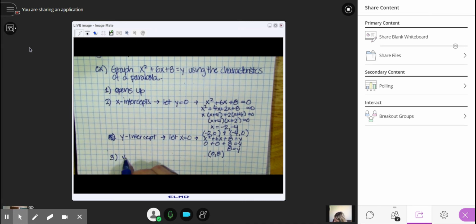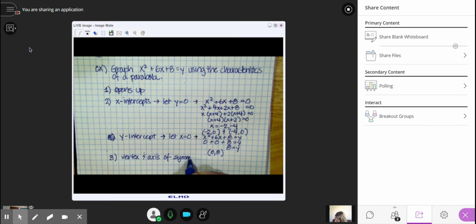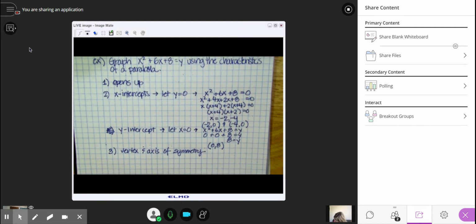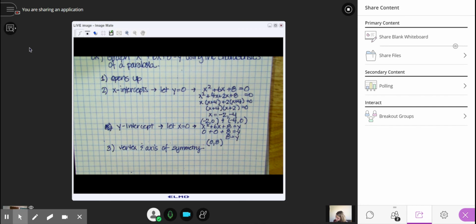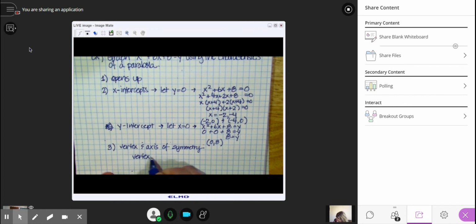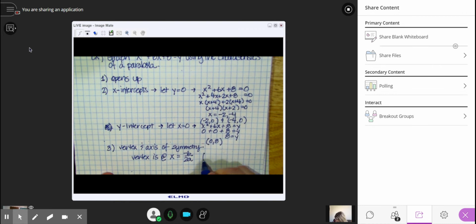Third, we find the vertex and the axis of symmetry. This is the new bit in terms of things we haven't done yet. Here's what you need to know. The vertex is at x equal the opposite of b over 2a for ax squared plus bx plus c.